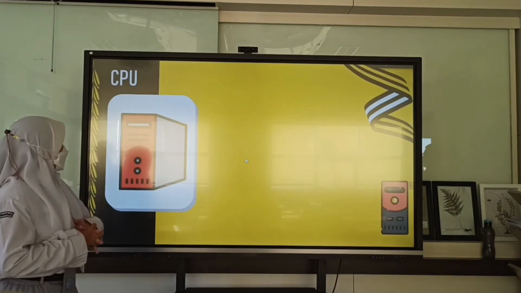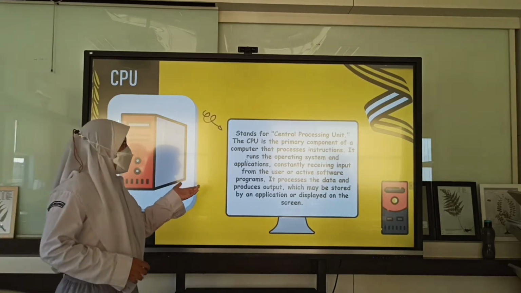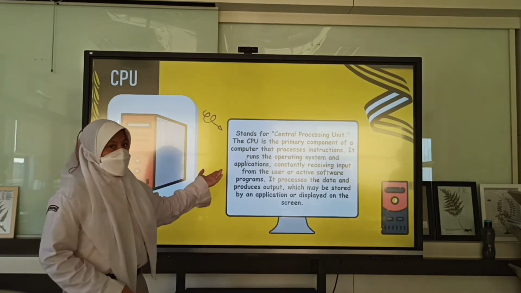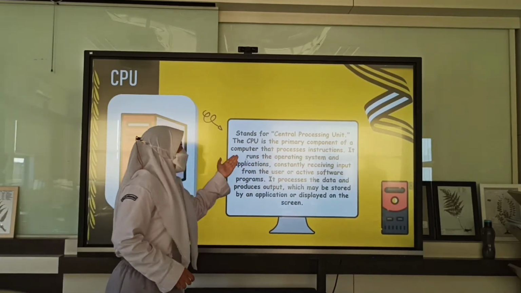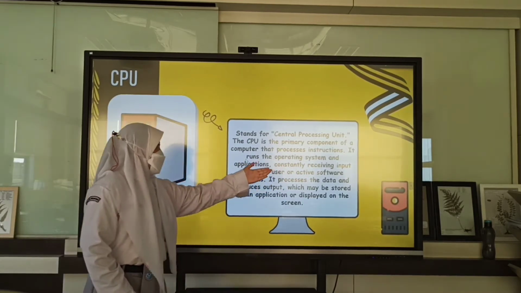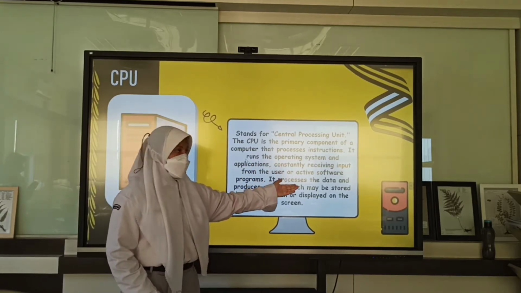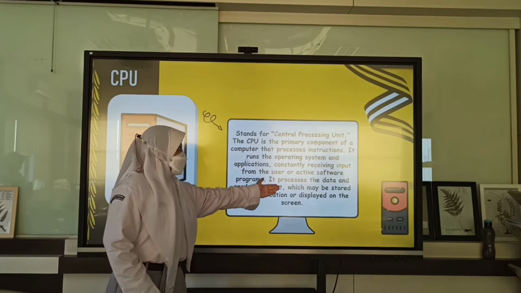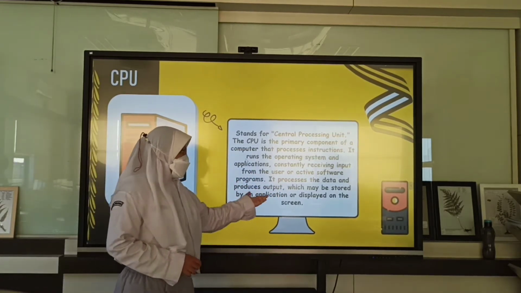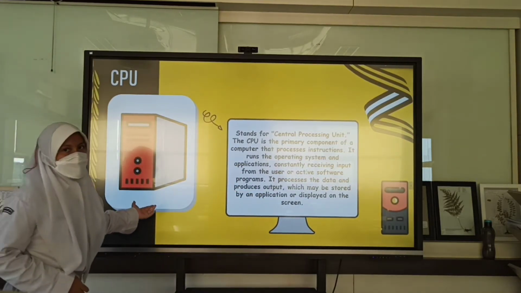So now I'll tell you about what the CPU is. CPU stands for Central Processing Unit. The CPU is the primary component of a computer that processes instructions. It runs the operating system and applications constantly, retrieving input from the user or active software programs. It processes the data and produces output which may be stored by an application or displayed on the screen. And here is an example of the CPU.